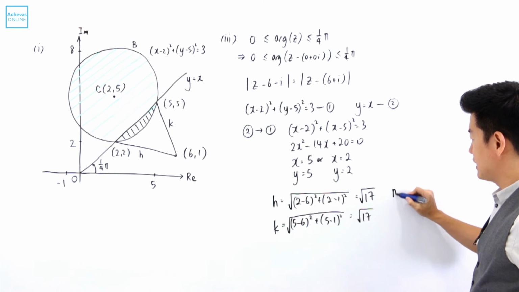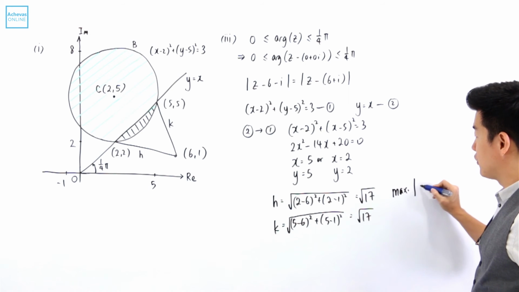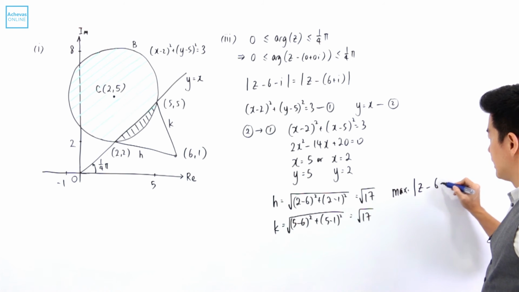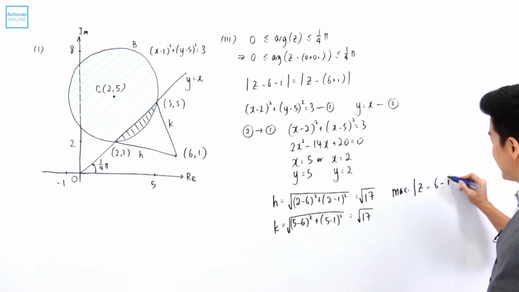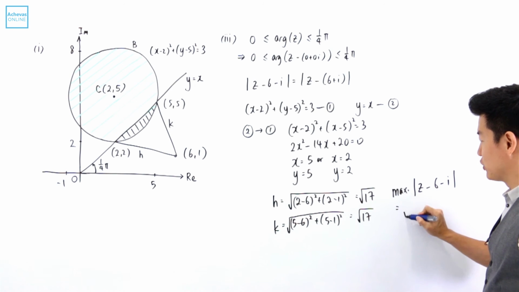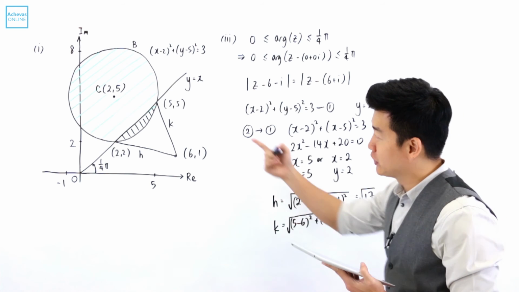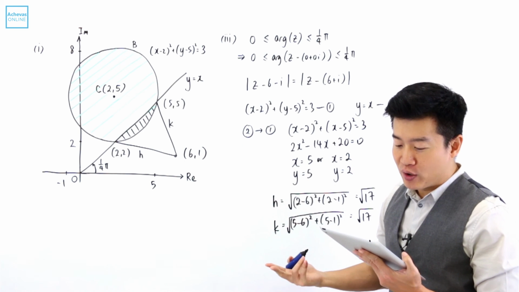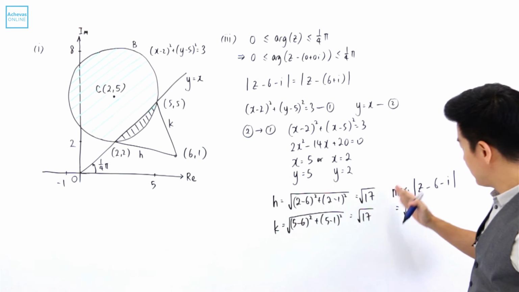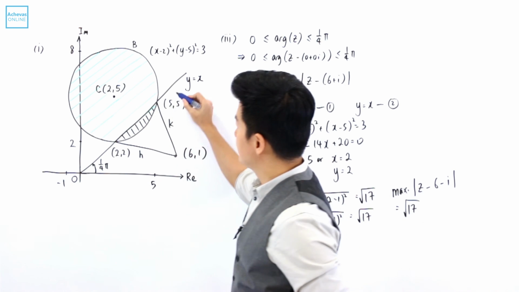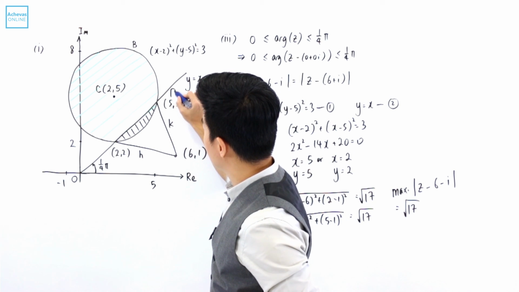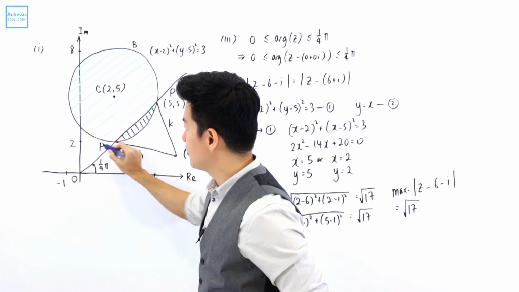So what I can say is that the maximum possible of modulus z minus 6 minus i is going to be equal to square root of 17. And the question wants us to indicate on our diagram here the 2 points that are going to correspond to the maximum possible of this, and the 2 points are this. So this is point P, and here is also our another point P.